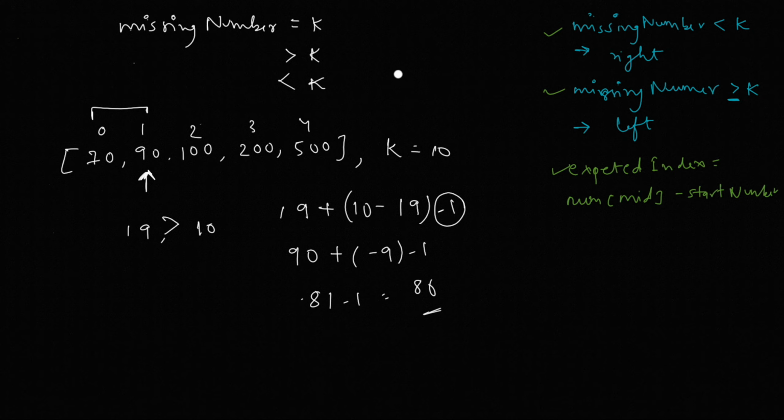So I think we've figured everything else out. We know how to move to either the left or the right side. We know how to find the expected index. We know what to return in case the missing number is equal to k, greater or smaller than k. So now we can look at the code.